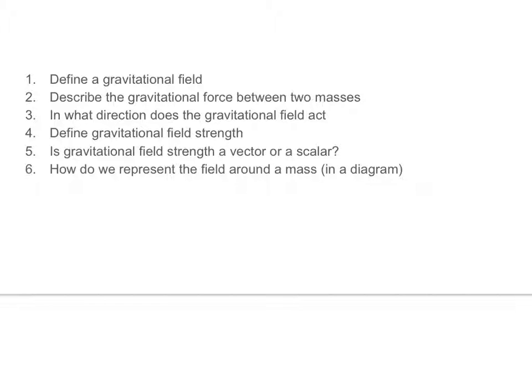You need to be able to define a gravitational field. You should be able to describe the gravitational force between two masses. You need to be able to state in which direction the gravitational field acts. You should be able to define gravitational field strength, state whether it's a vector or a scalar, and explain how you would represent a field around a mass. Now these are all standard level requirements. So stop, go to the textbook or your notes and do a little bit of revision.